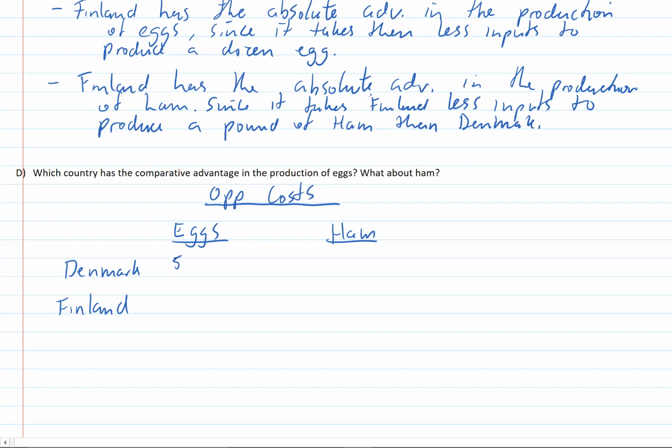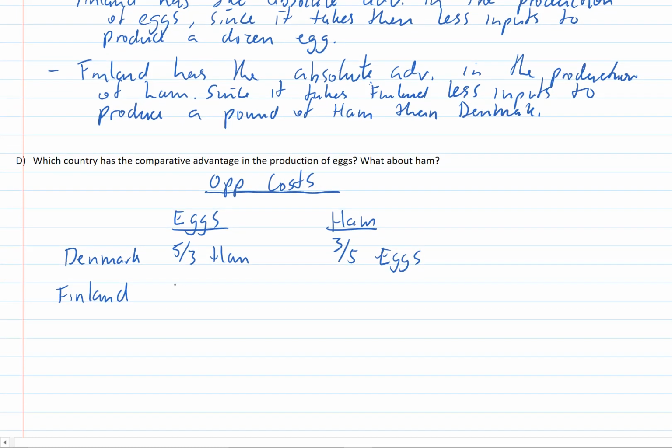So the opportunity cost of eggs for Denmark is 5/3 ham, and the opportunity cost for ham is 3/5 of a dozen eggs. For Finland, it's 3/2 ham, and the opportunity cost to produce ham is 2/3 of a dozen eggs.